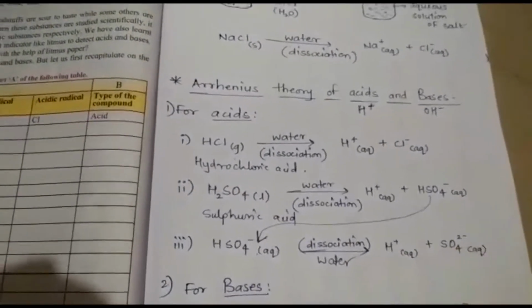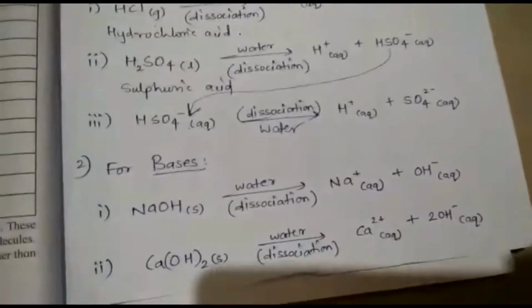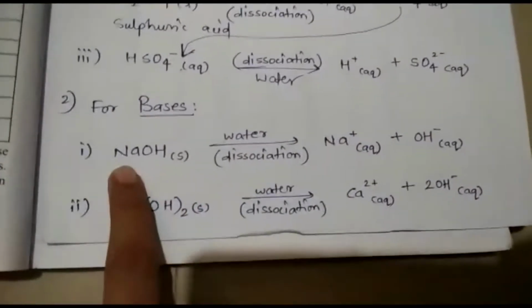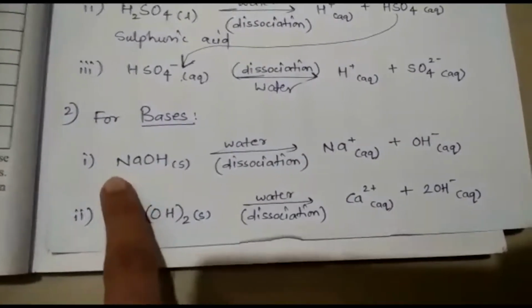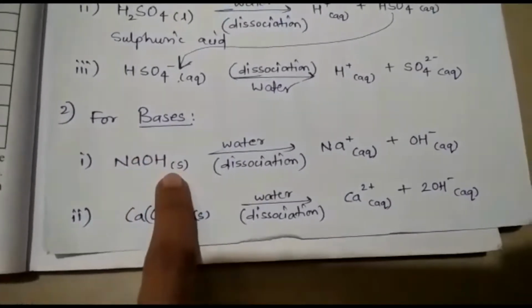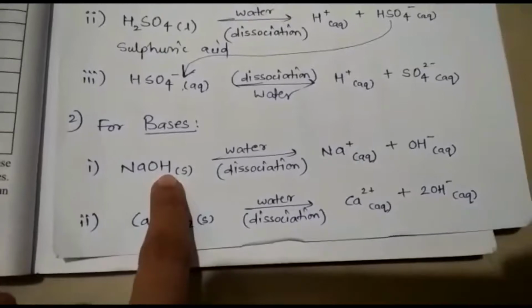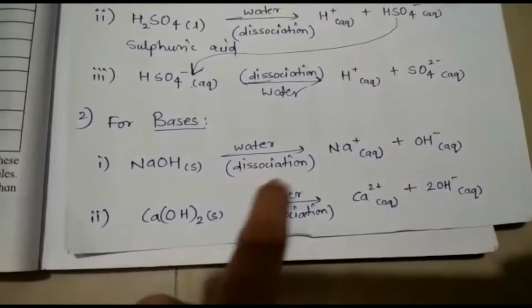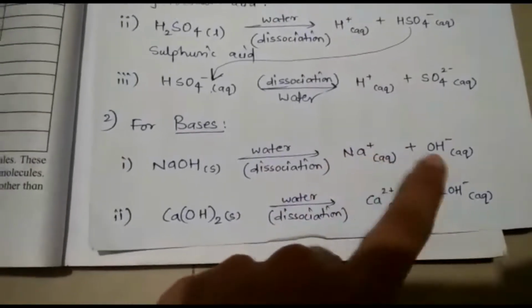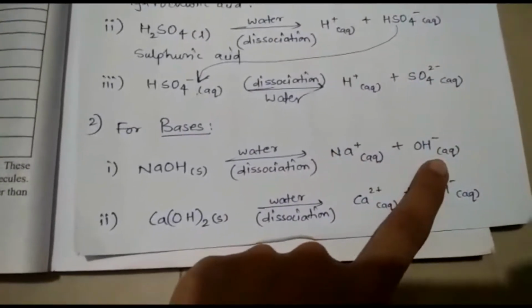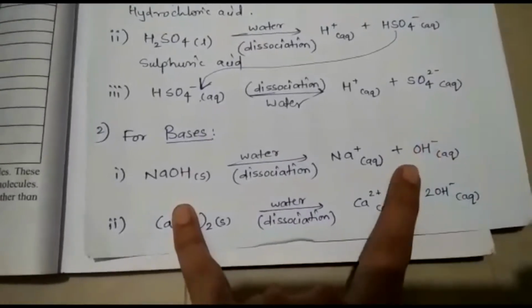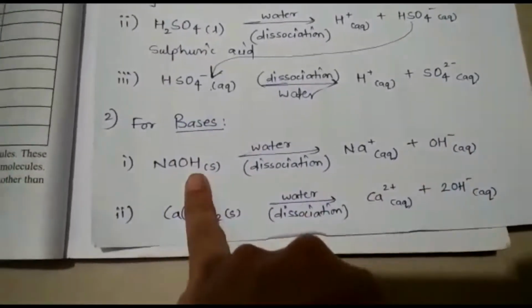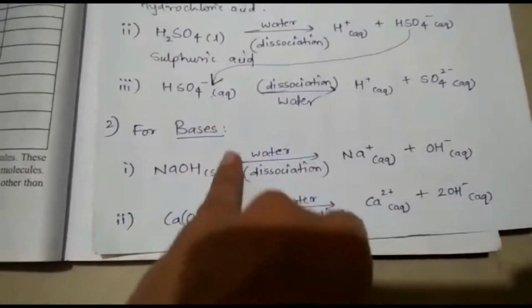Now for bases they have taken sodium hydroxide. Write here the name sodium hydroxide. OH is hydroxide. So when sodium hydroxide dissolves in water, its dissociation gives us Na plus and OH minus. So the resultant substance gives us OH minus. That's why the substance is basic in nature.